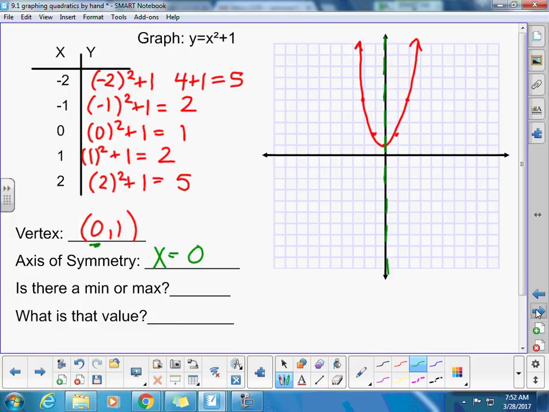Is there a minimum or maximum? Well, it can't go under that, so there's a minimum. And what is that value? The minimum value is 1. Where does that 1 come from? Right there. So the minimum value is 1. That's part of the vertex, (0, 1).